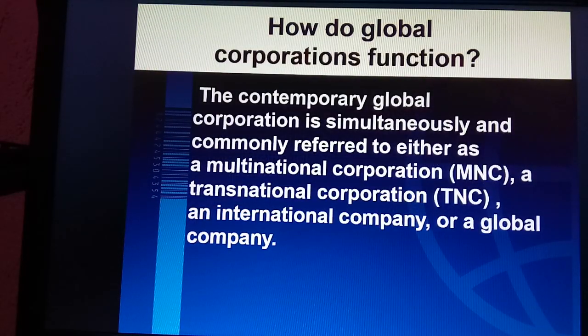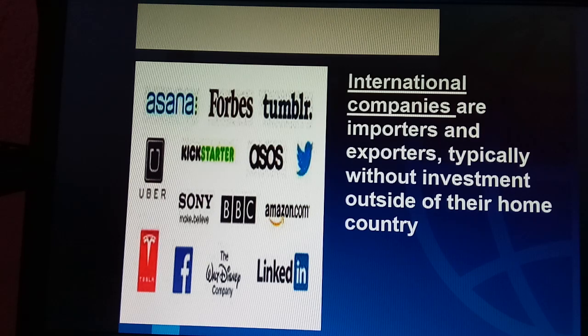Furthermore, how do global corporations function? Okay, so the contemporary global corporation is simultaneously and commonly referred to either as multinational corporation or MNC, a transnational corporation TNC, an international company, or a global company. So these are the synonyms to global corporations na. So contemporary, present, global corporations can be called in these names. So global corporation, multinational corporation, transnational corporation, international corporation, or company. Okay. But we will specify each one of them.